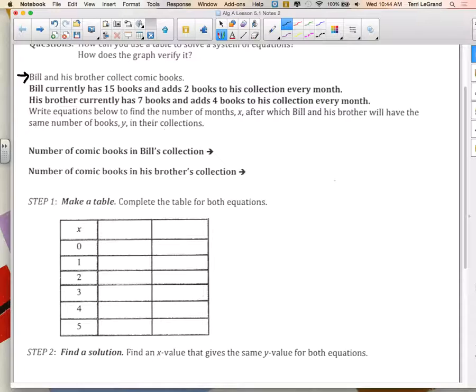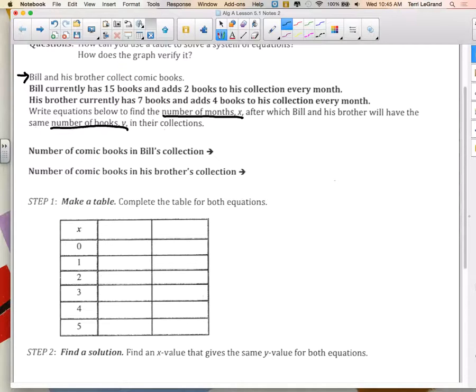So we're supposed to write equations below. I give us a spot to do it, to find the number of months. You know what? Let's underline that right here because I'm giving you some pretty important information. Number of months is going to be represented by x. So the number of months in our equation is going to be our x value. We're supposed to find the number of months after which Bill and his brother will have the same number of books. And the number of books, don't underline same, underline number of books, is going to be our y value. So y is going to represent how many books they have, each of them.